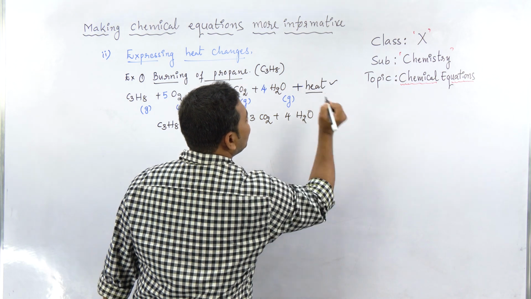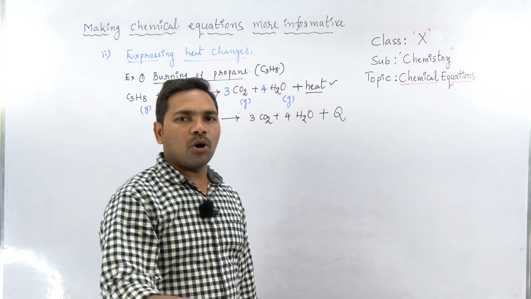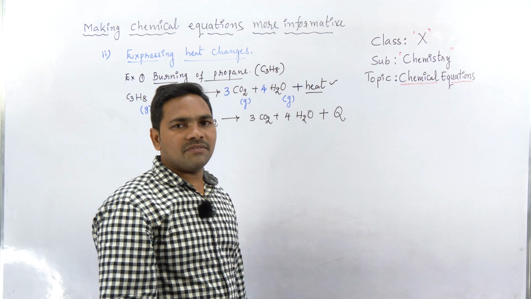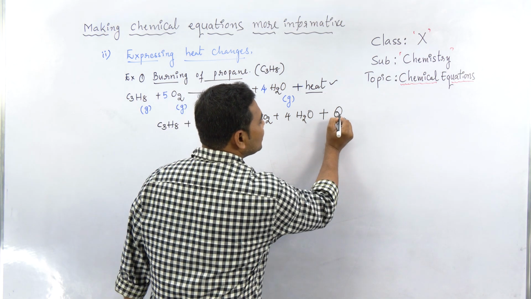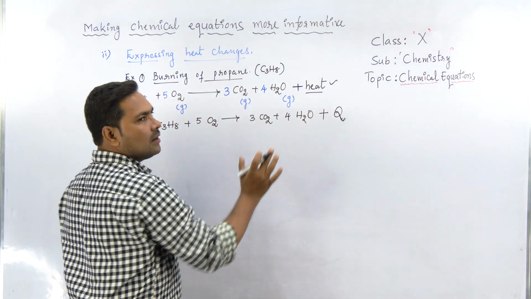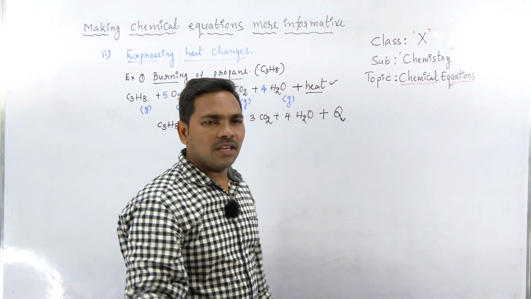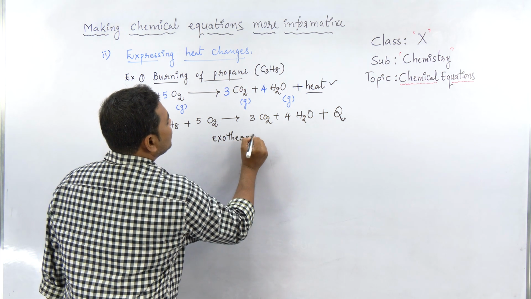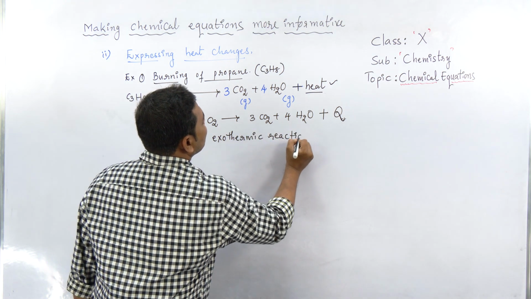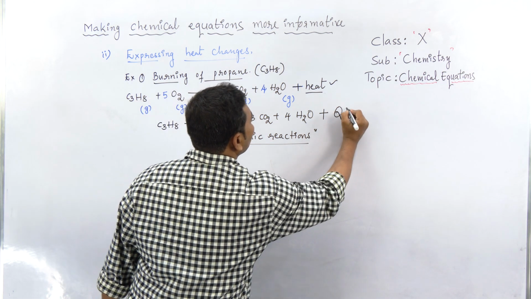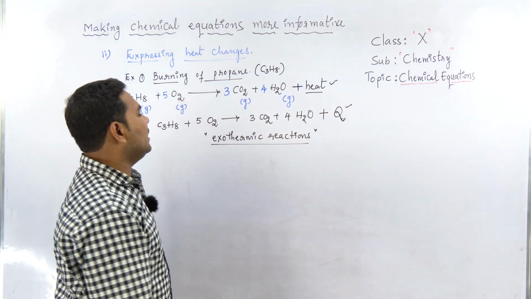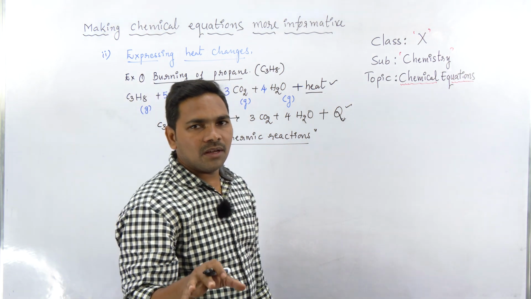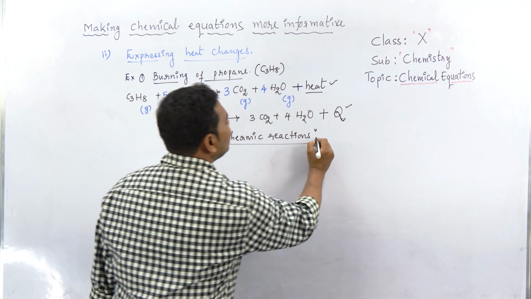Heat energy is generally represented by Q. Q is not a product. A product should be a substance. But here Q, heat, is not a substance, not matter, it's a form of energy. So heat energy is represented by Q. Such chemical reactions in which heat energy is given out are generally called exothermic reactions. Looking at this Q on the product side, heat energy is released along with the products, and we understand this type of chemical reaction is an exothermic reaction.